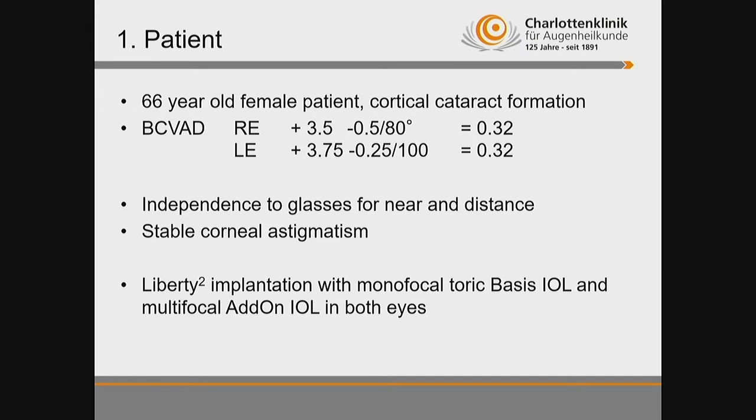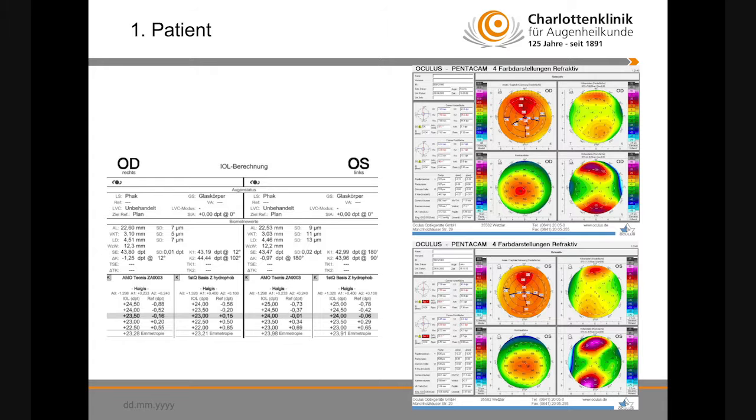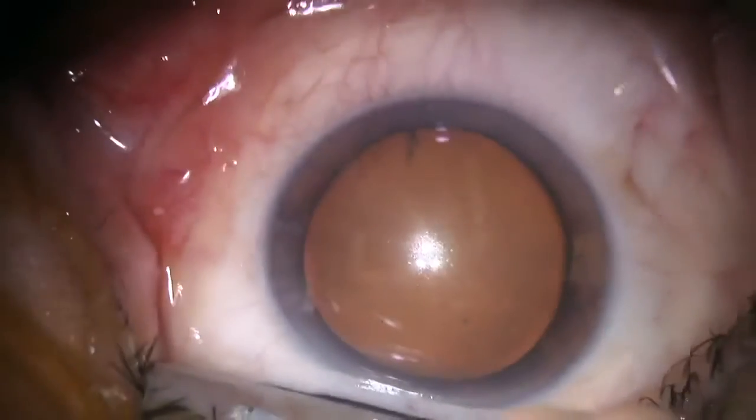Our first patient, and I thank you very much for your patience, is a 66-year-old female patient with cortical cataract formation, a visual acuity of 0.3 on both eyes, slightly hyperopic, with, as you can see here, more corneal astigmatism as it should be when we look to the glasses. So we decided to use a toric monofocal IOL as a basic IOL in the endocapsular bag, and a multifocal add-on on top of it.